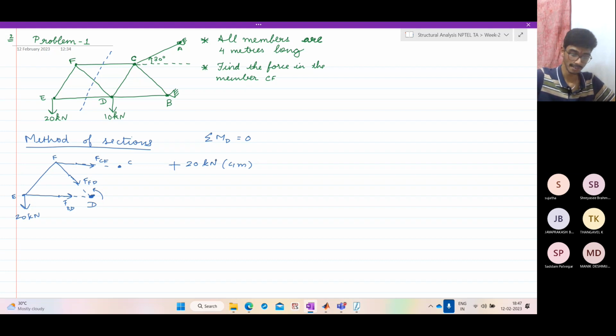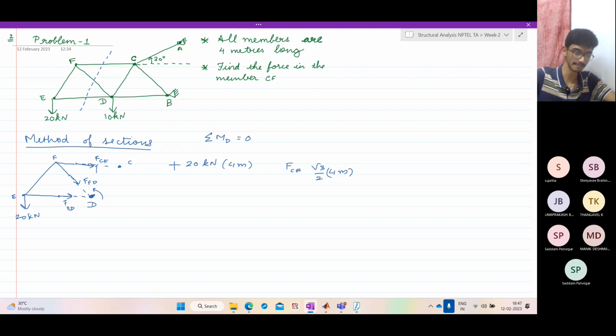And FCF is acting at what vertical distance? This triangle is equilateral, which means the vertical distance is √3 by 2 times the side of the triangle. So into √3 by 2 into 4 meters. Now this causes a clockwise moment. If the force is tensile, it causes a clockwise moment, which is negative. So setting it equal to 0, we get that FCF is equal to 2 into 20 by √3 into 4.